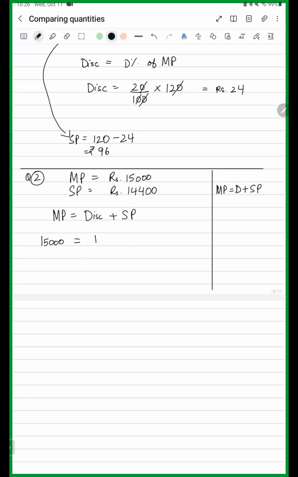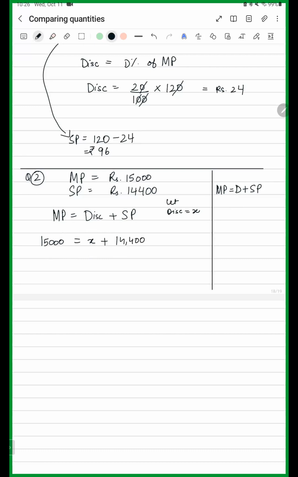Then discount, we don't know. Okay, let's call it X if you want. So let discount be equal to X. Then X plus 14,400.